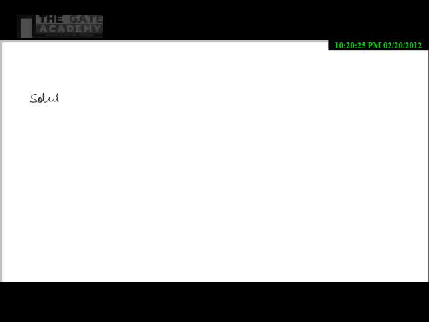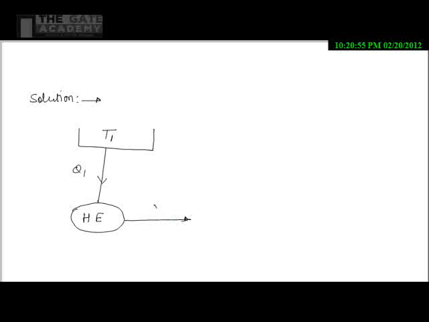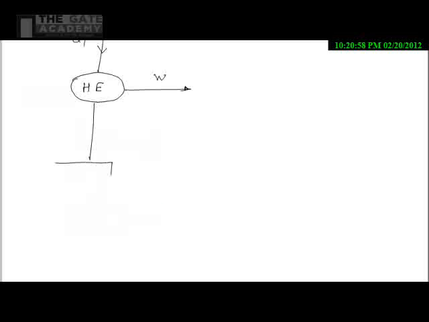Now let's solve this problem. Here there is a heat engine and the work output from this heat engine is used to drive the refrigerator. So first I am drawing the heat engine. The source is at T1. Heat taken from the source is Q1. This heat engine produces work W, rejecting heat Q2 to the sink, which is at temperature T2.